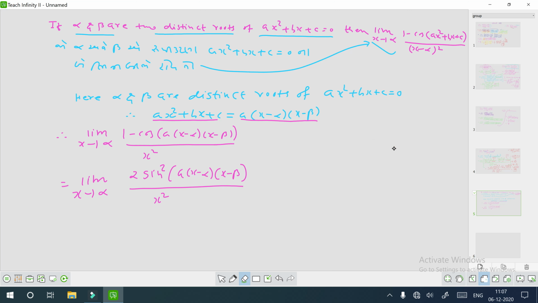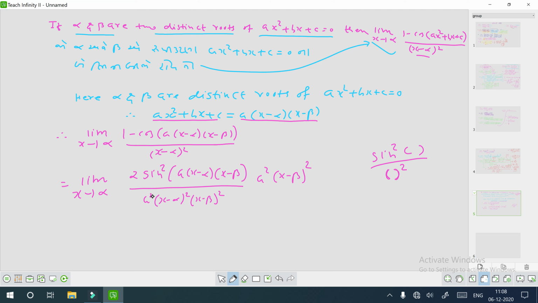Now see here, what do we need? Sine square of some function; in the denominator we need that function square. Now here x minus alpha square is there. Here x minus alpha square is there. A square is not there, so multiply and divide by it. x minus beta is not there, so multiply and divide by it. So write here a square into x minus beta square.